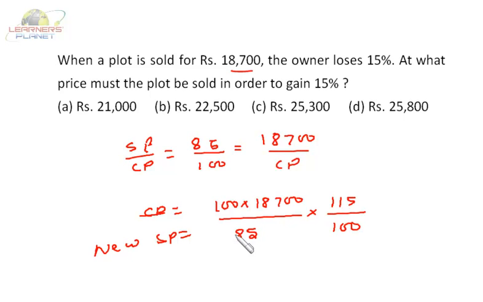Okay, so the new selling price is equal to 115% of this. So 25,300 is the selling price to gain 15%. Okay, I hope you are clear.